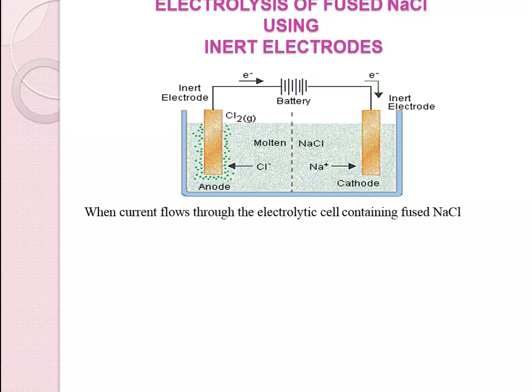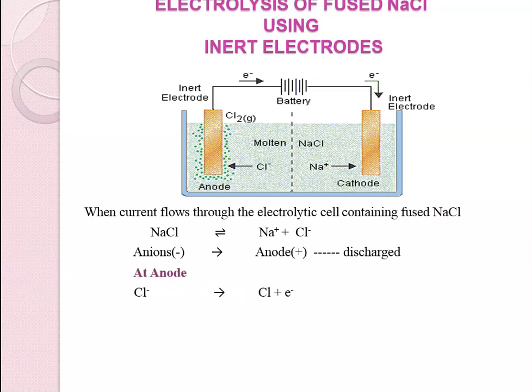When you pass current through this setup, which has sodium ions and chloride ions coming from the ionization of NaCl, the chloride ions go to the anode, lose the electrons and get discharged. Because the atomic state of chlorine is not stable, two such chlorine atoms come together and form chlorine molecule.